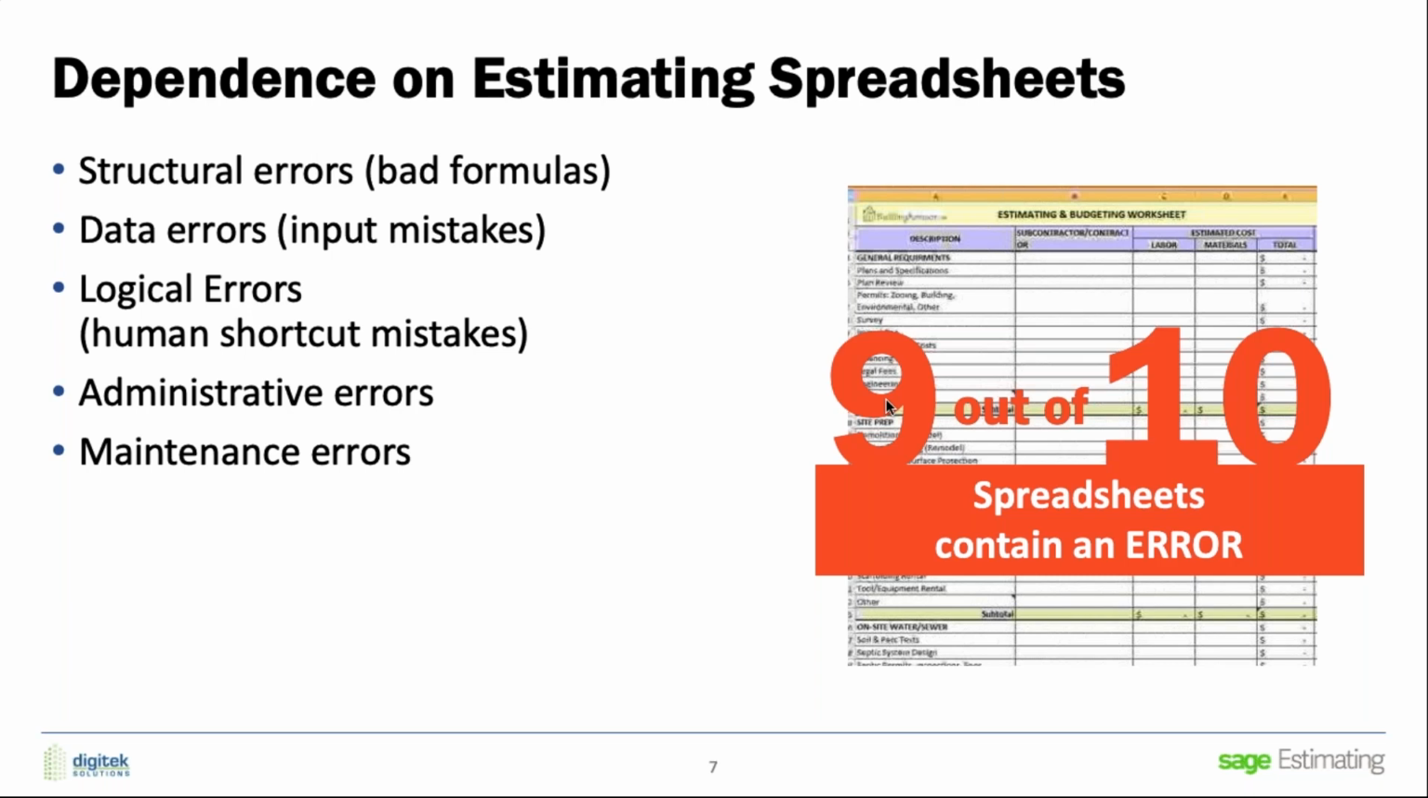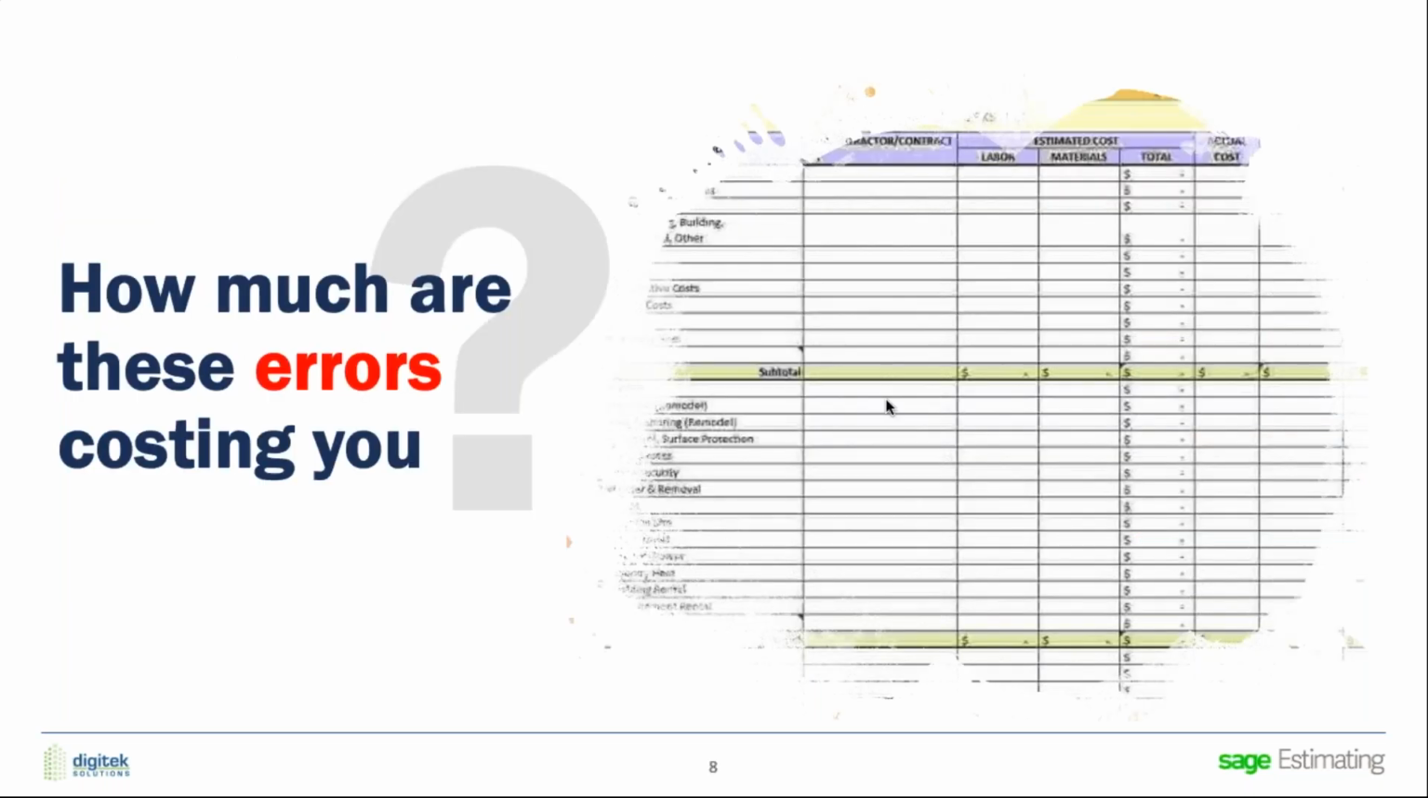And I'm not telling you that we need to get away from spreadsheets. What I'm telling you is that we need to find a way to eliminate the errors. And so the question is how do we do that, right? How much are these errors really costing you? Sometimes we don't even know we've made these mistakes. We don't even know these errors exist. And so we don't know how that affects our bottom line.